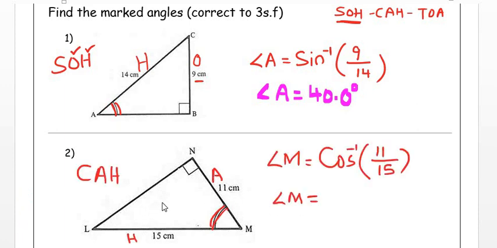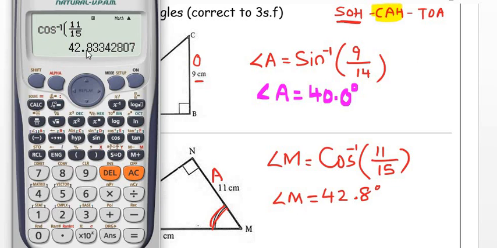Here is the answer for this question. This one, the marked angle is here, so that's why this side is beside it, it's adjacent. This is the longest side, it's hypotenuse. Now A and H is here in this one, it's in CAH, right? So I will make use of cos inverse. Cos inverse adjacent over hypotenuse, so it will become 11 over 15. When you put it in the calculator, it will give you 42.8 degrees, right? We have to keep it correct to 3 significant figures, so it will be 42.8 degrees.